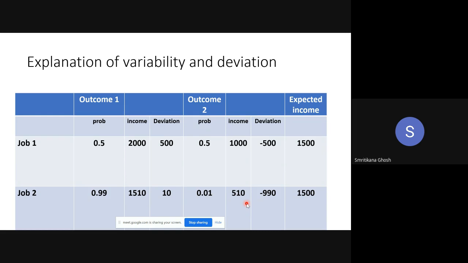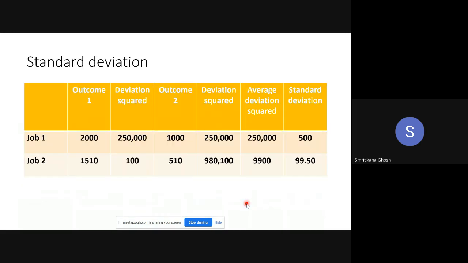Go for standard deviation. Okay, so look, this is another example, actually the same example. Outcome is 2000, 1500. Mathematically you can find the standard deviation, it's done step by step. But look, for job 1 the standard deviation is 500, and for job 2 the standard deviation is 99.50. So whose standard deviation is lower? Job 2. So which should be chosen by the individual? Job 2, whose standard deviation is least.